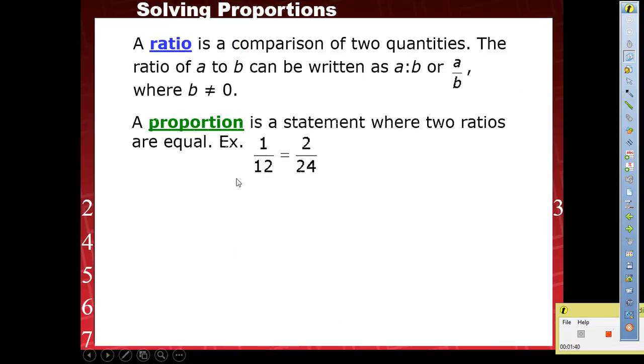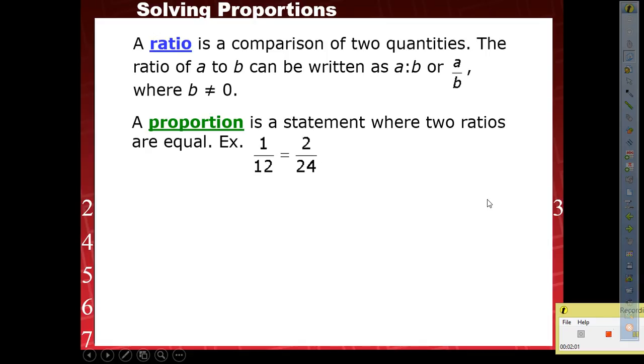Next, a proportion is a statement where two ratios are equal. So here's a ratio, here's another ratio, and they're equal to one another. That's what we call a proportion. Okay? I think you've seen this before. I'm just revisiting, and I'm going to elaborate more on this in a little bit.